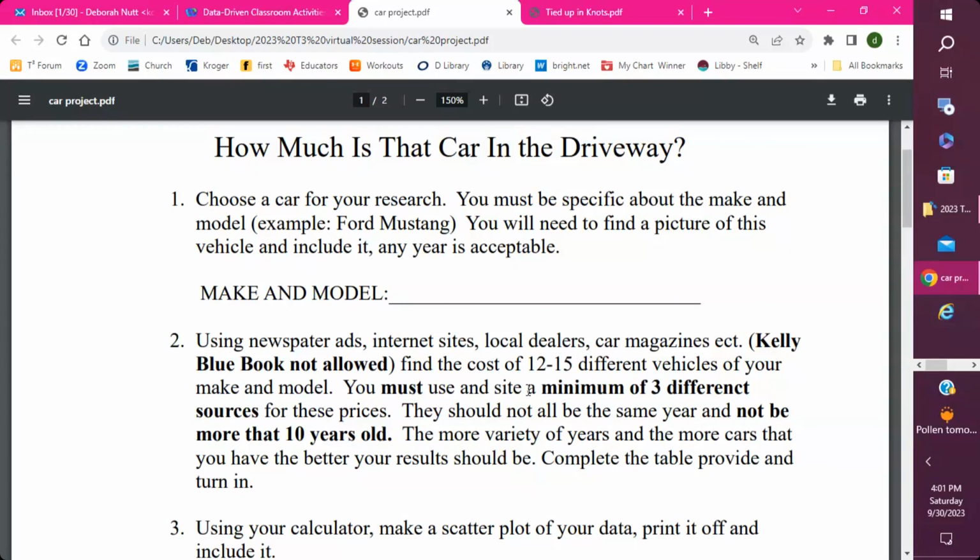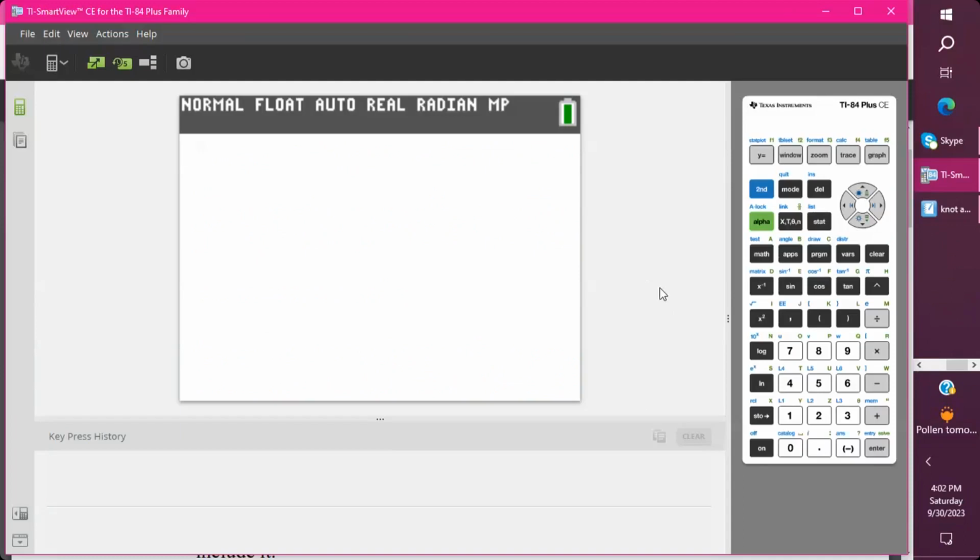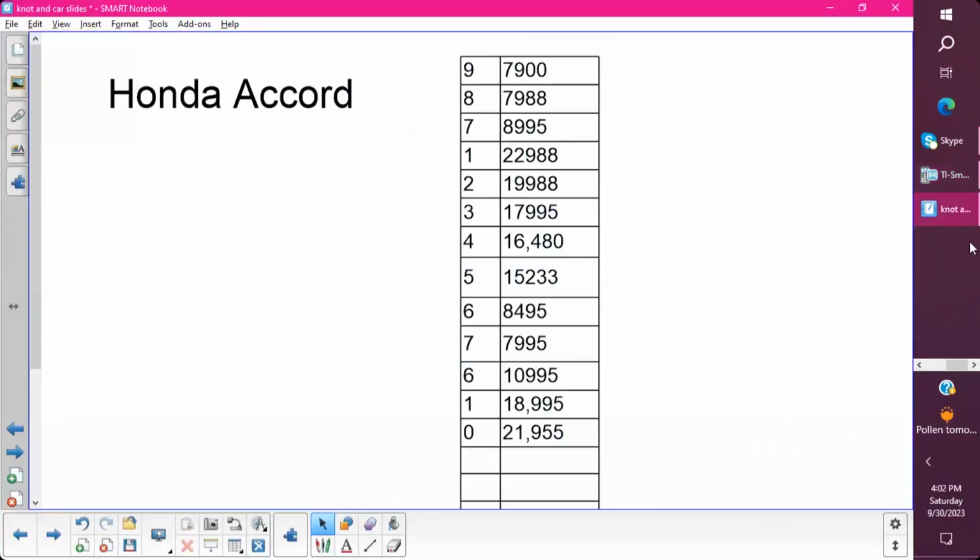In my regular Algebra or my basic Algebra 2 class, a lot of times I would give them the data, or maybe I'd let them collect their own data, and then we would do it in class and things like that. So again, using this data, I guess I did this. I just took some information from one of my students for a Honda Accord, and this was the data that they had collected. They looked at cars that were from a new car, really 0 years old, up to like 9 years old, and they had the data.